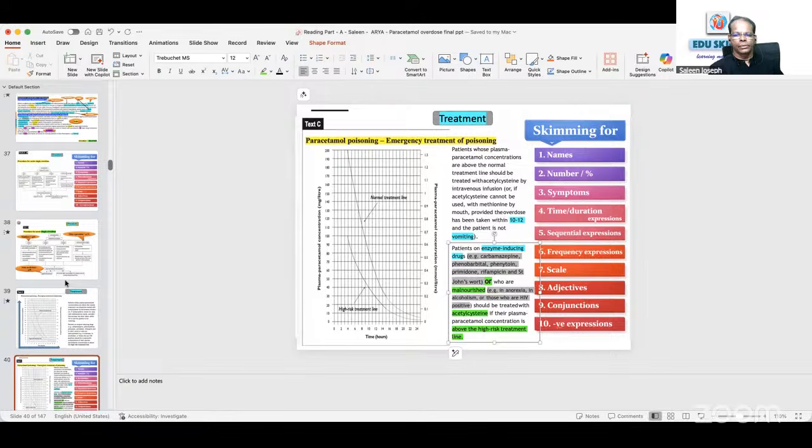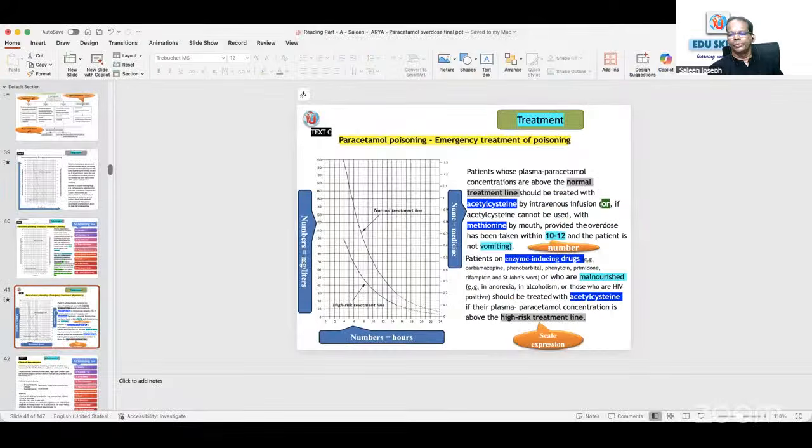So this is how it goes. See, numbers in milligram per liter and hours: horizontal is hours, this is milligram per liter. Whenever there is a question about milligram per liter or hours, everything will be here. Then you have names of the medicines here. Then you have a number here. Then you have "or" here, which is not highlighted.